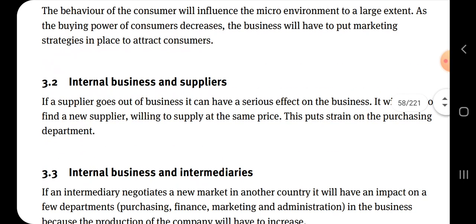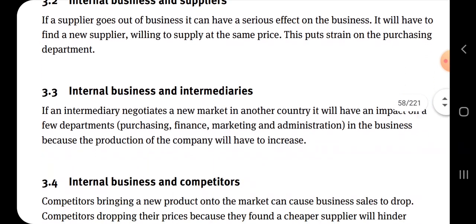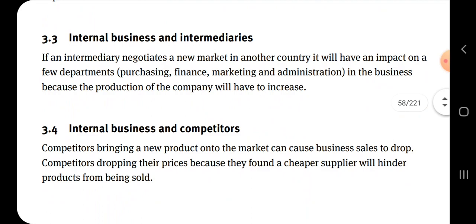And then we have the internal business and suppliers. How does the business relate with suppliers? If a supplier goes out of business, it can have a serious effect on the business. So if the supplier that is supplying us no longer supplies what it supplies, that is going to affect us as a business. And then we have the business and intermediaries.